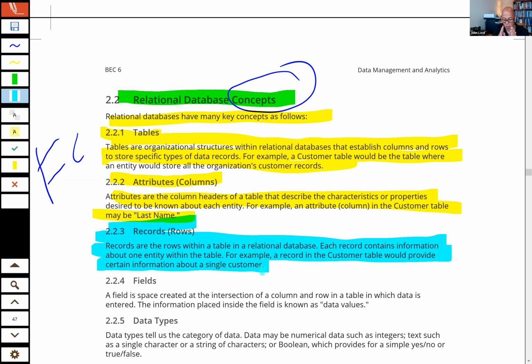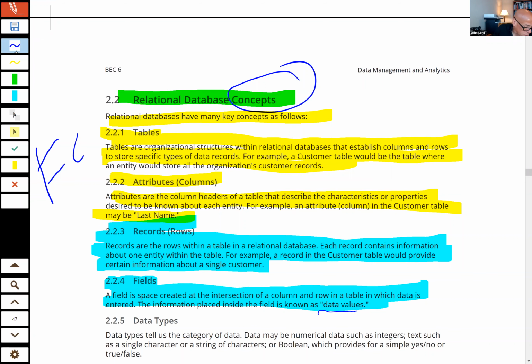So we have the columns: their first name, their last name, and then we continue down that row with, I don't know, date of first purchase, date of last purchase, that sort of thing, whatever it is we're trying to collect data on. Okay, and then we come over and we have fields, and a field is a space created in the intersection of the column and the row. The information placed inside the field is also known as a data value.